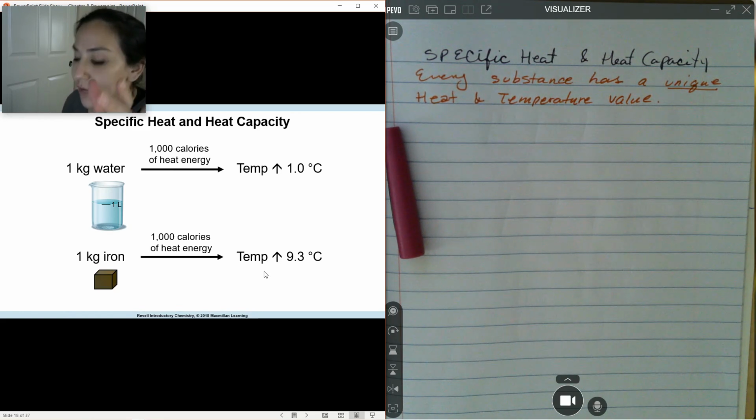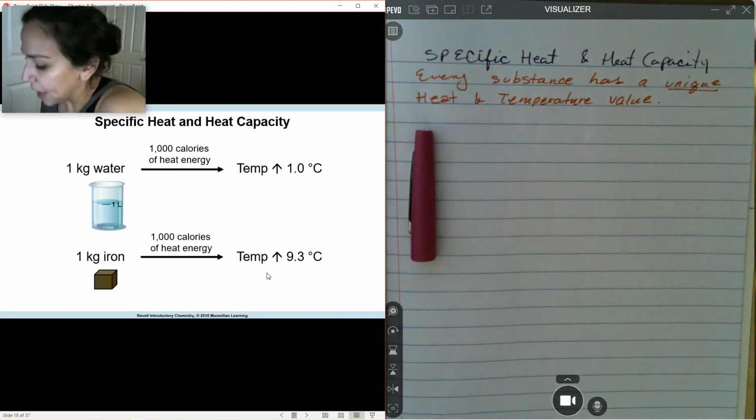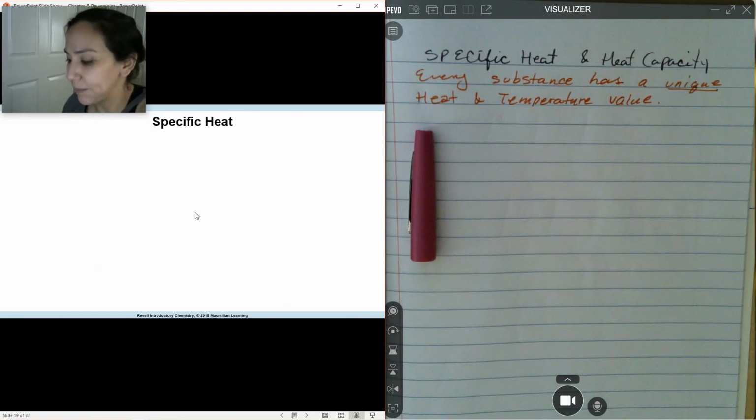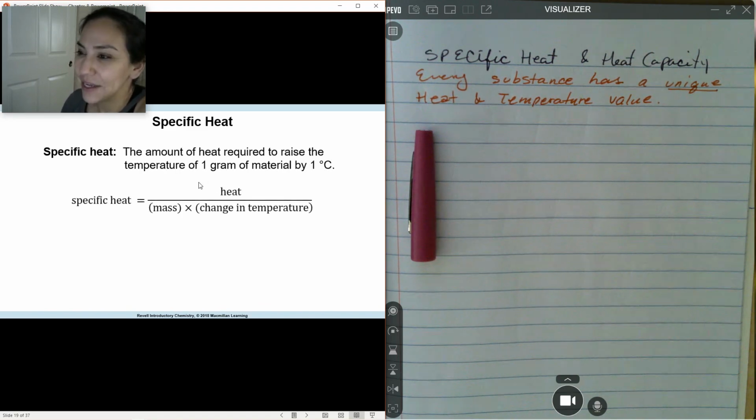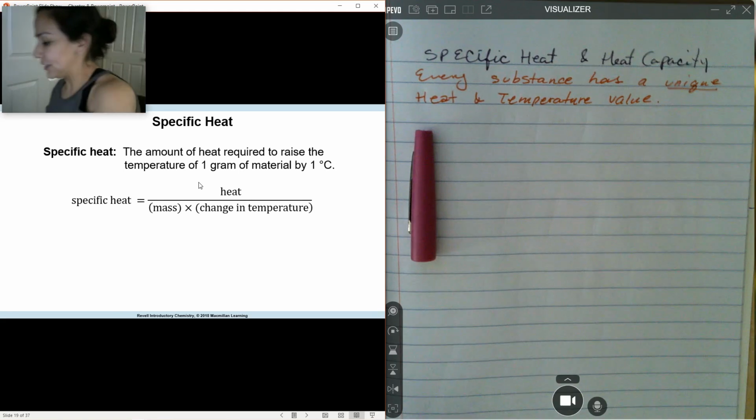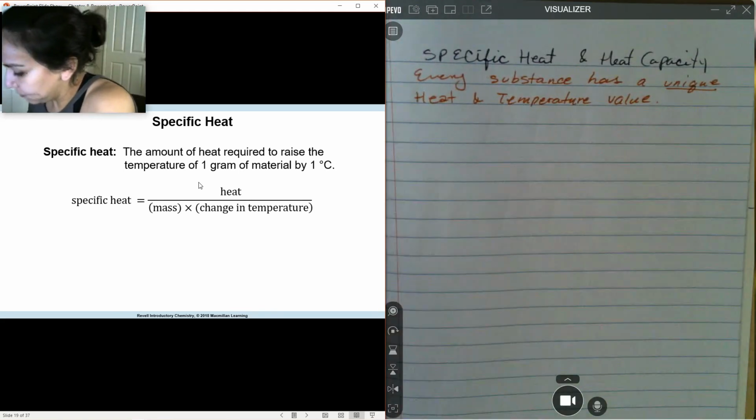So specific heat is going to be the amount of heat required to raise the temperature of 1 gram of water by 1 degree Celsius. Okay. Or material, I guess in this case. Right, let's go ahead and write these down. This is very important for us to know.